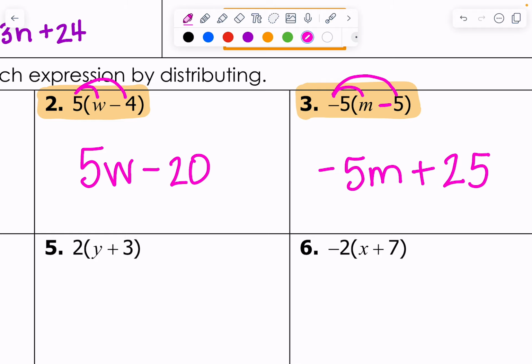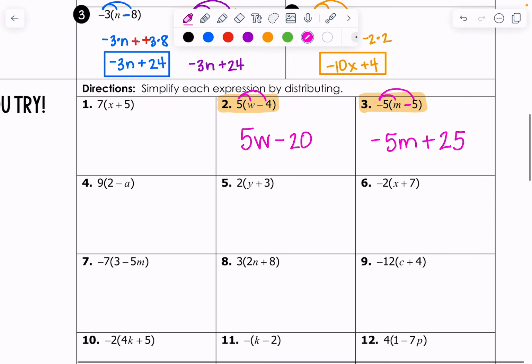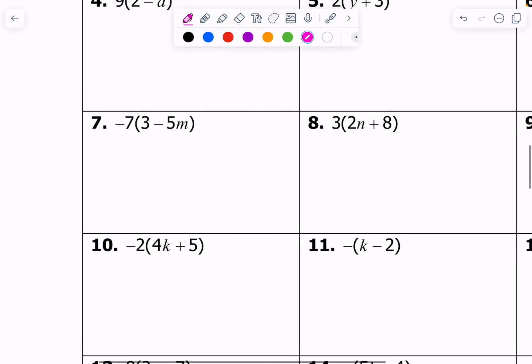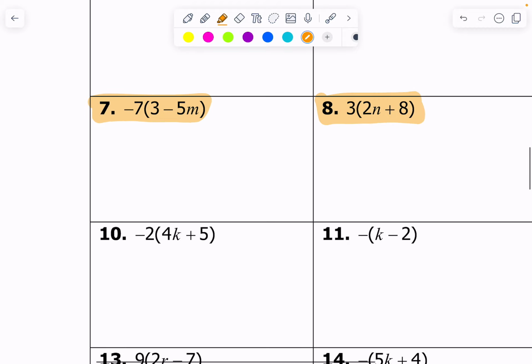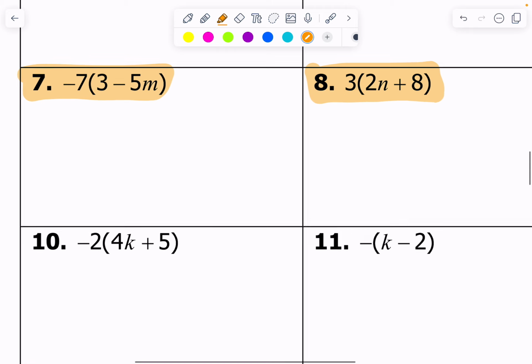What I'm going to have you do now is go to problems 7 and 8. Same thing. Do these two problems, and when you have them, compare your answers to a neighbor and quietly and patiently wait for me to go over them.